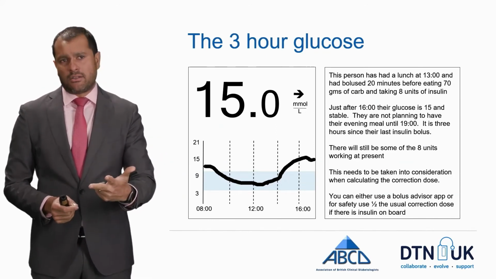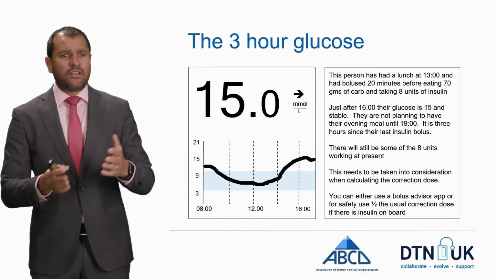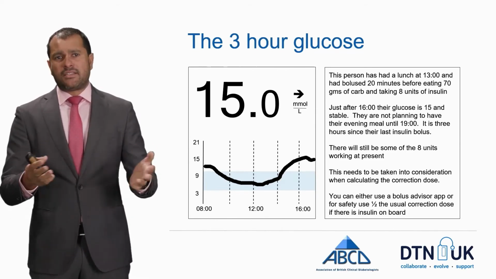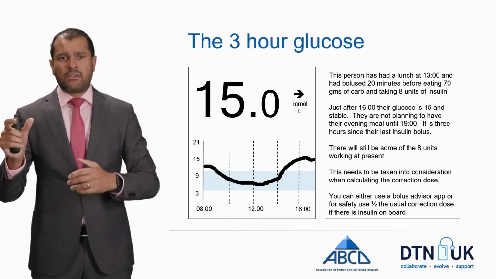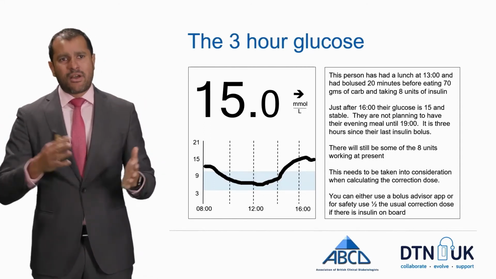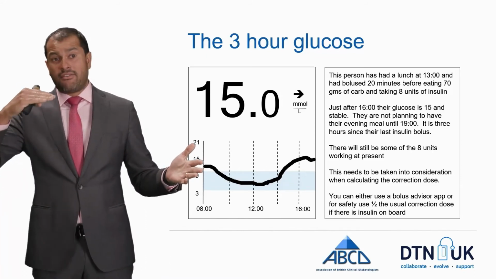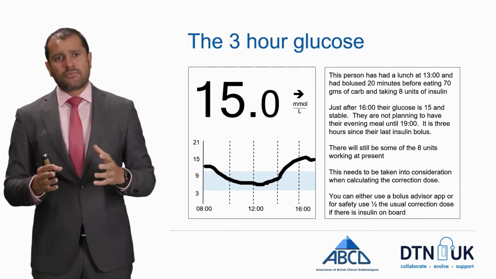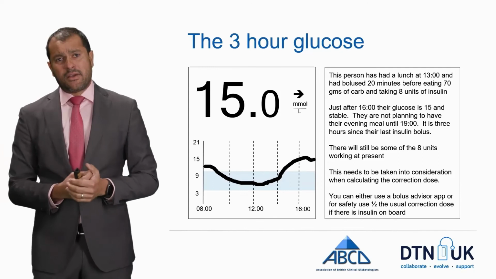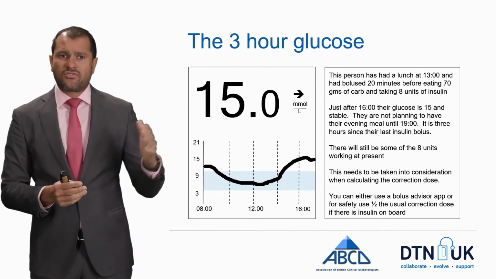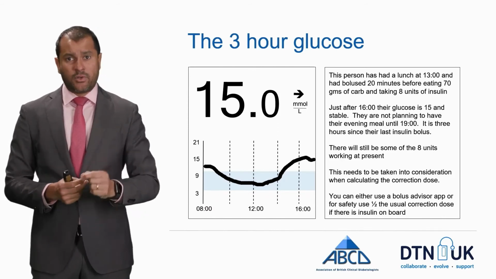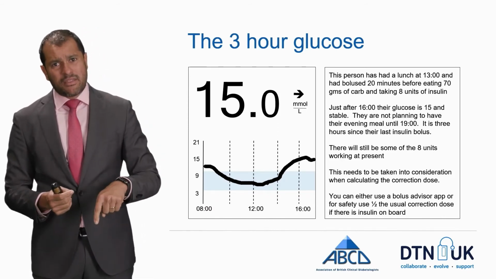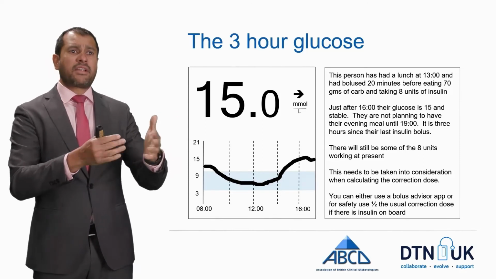Now moving on to the 3 hour glucose. You can see here the person has had lunch at 1 o'clock. And in this example, they took 70 grams of carb and took 8 units of insulin, which was their meal and their correction. And now about 3 hours later, the sugar is 15 and flat. Now, of course, they're not planning to eat till about 7 o'clock when they get home. And it's 3 hours since their last insulin bolus. So some of that insulin is still working at this point. And you need to think about that when you're working out if you want to correct that 15 or not.